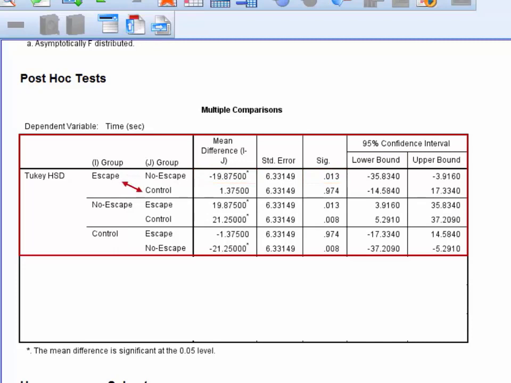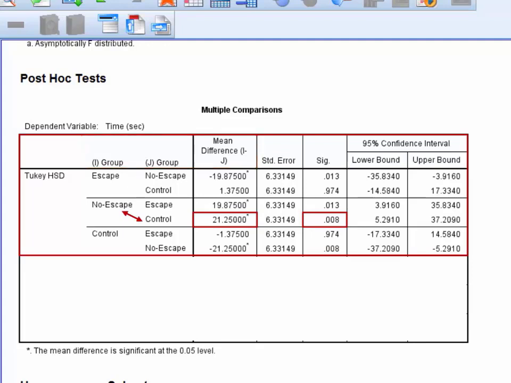The second pairwise comparison is between the escape and control group means. This comparison is non-significant at an alpha level of 0.05. The 2 means do not differ by any more than would be expected by chance. The final pairwise comparison is between the no escape and control group means. This is significant, and the positive sign of the mean difference, calculated as no escape minus control, tells us that the no escape condition had the larger mean. In other words, the animals in the no escape group took significantly longer, on average, to jump the barrier after the light was turned on.